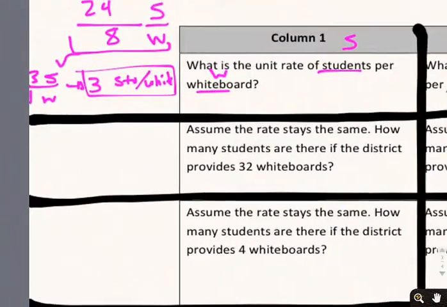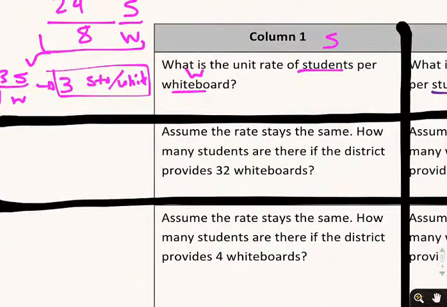Okay, so assume the rate stays the same. How many students are there if the district provides 32 whiteboards? Okay, so let's take a look here. We have 3 students per whiteboard. And they want to provide 32 whiteboards, so multiply that by 32. Because if there are 3 students per whiteboard, and there are 32 whiteboards, there'd be 3 times as many students. So that'd be what, 96?